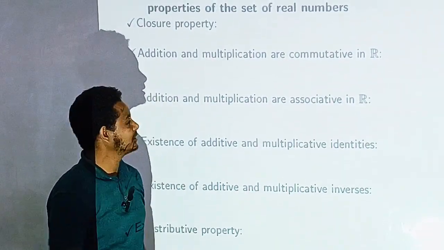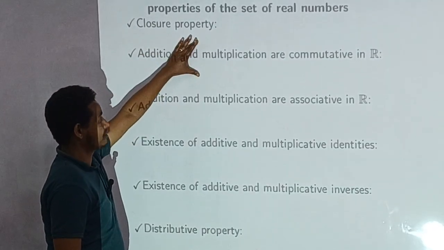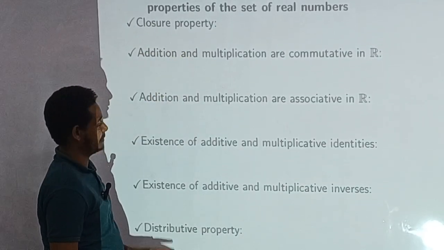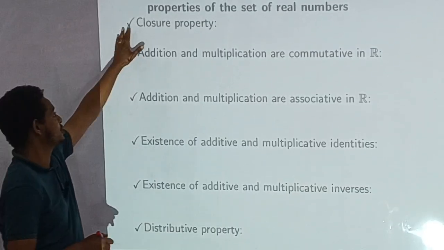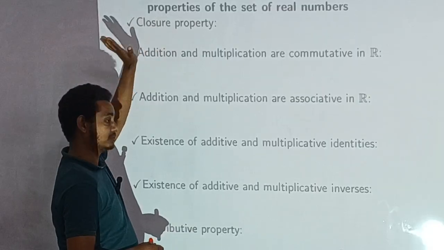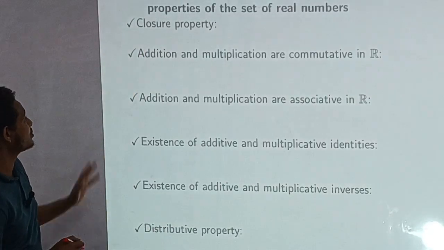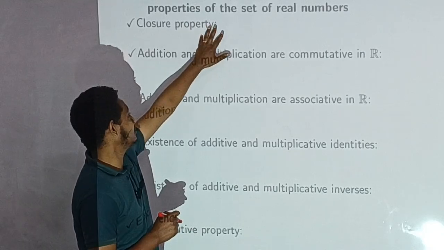This is on some properties of real numbers. If you have real numbers, then they have some properties. Let's see them one by one. The first is the closure property on real numbers, like the closure property of natural numbers. It is especially for addition and multiplication.